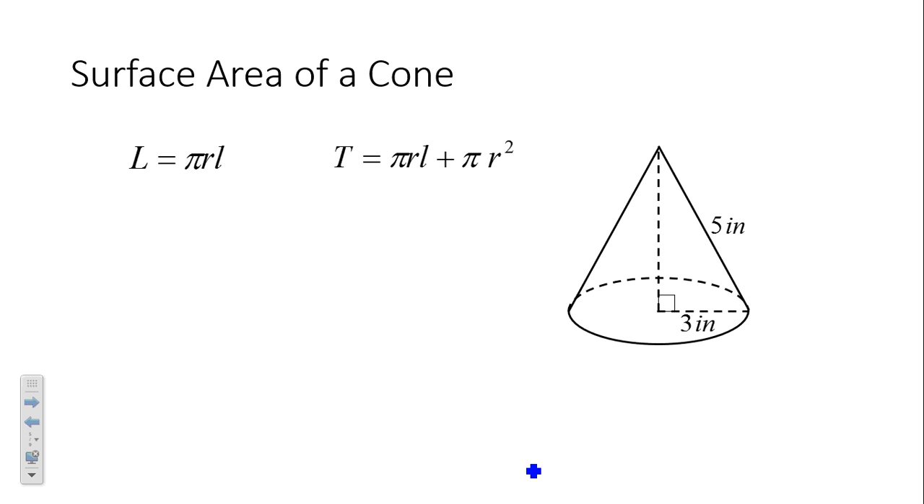So with this drumstick or with a cone, the lateral area is pi r l, pi times r times l. Okay, so pi times the radius times the slant height. We can leave it in terms of pi. We do not have to multiply 3.14 or the pi button on our calculator. So we're just going to say pi times, what's the radius? And what's the slant height? So 3 times 5 is 15 pi is our answer.